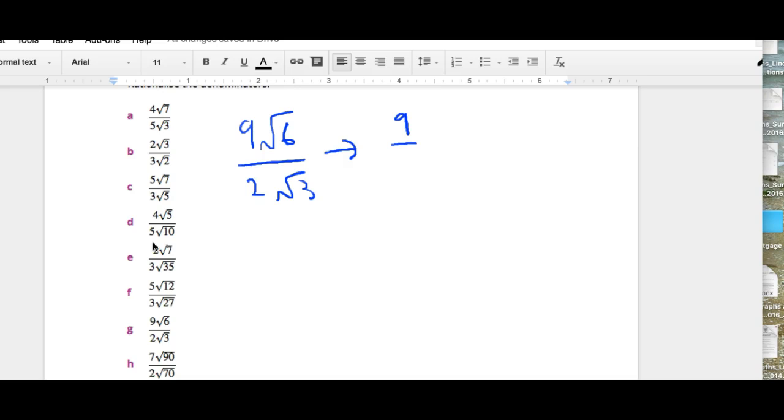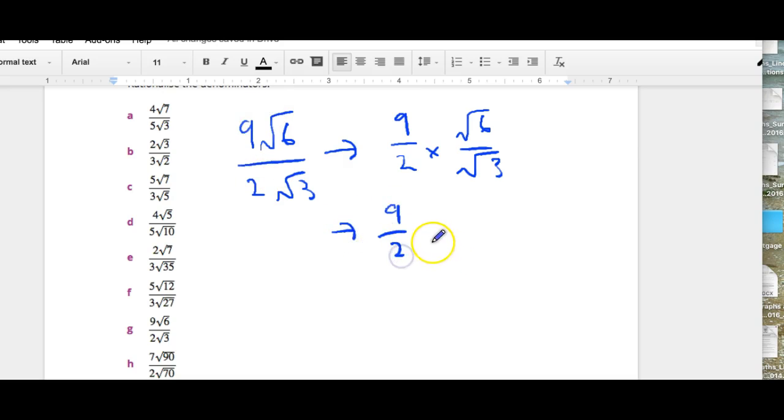Okay, so we had 9 over, hold on, let's just get the pen back up. So we can rewrite this fraction as 9 over 2 times root 6 on root 3. Okay, so it's exactly the same thing. You can separate your fraction into two parts like that.